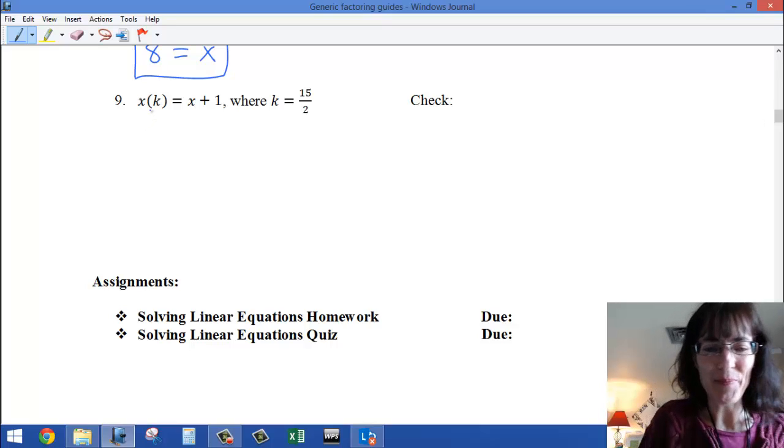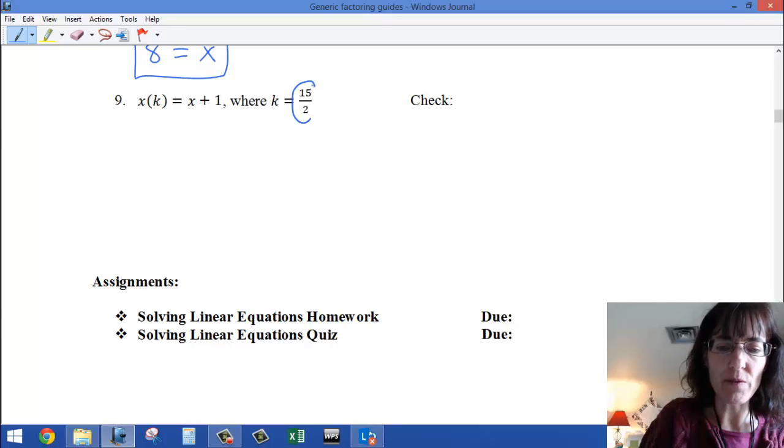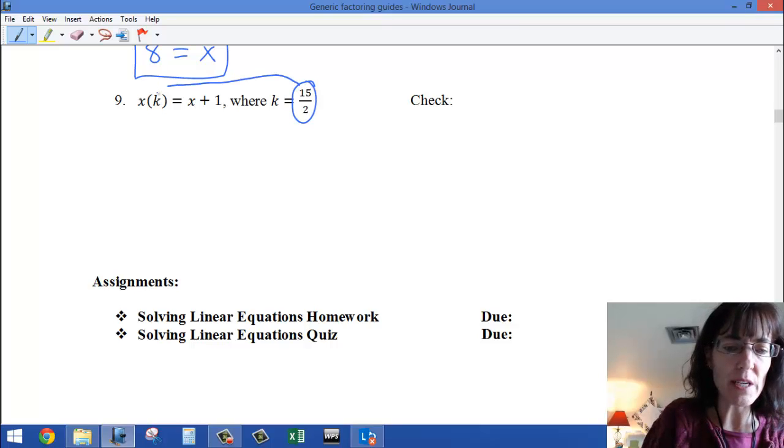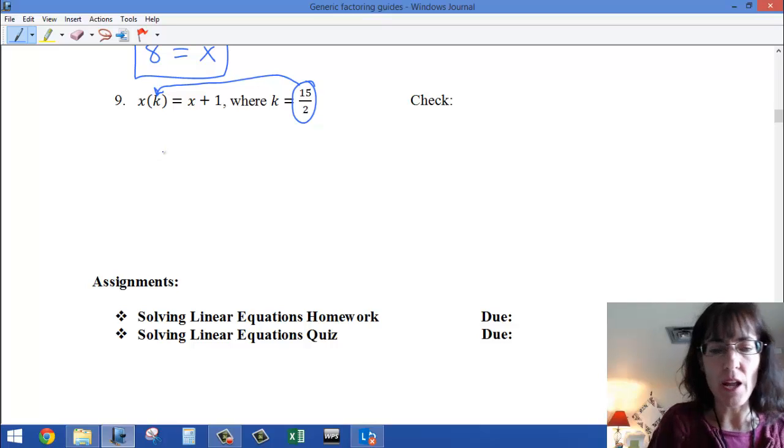Number 9. xk equals x plus 1, where k is 15 halves. Same thing, put that 15 halves in for the k, and we'll work from there.